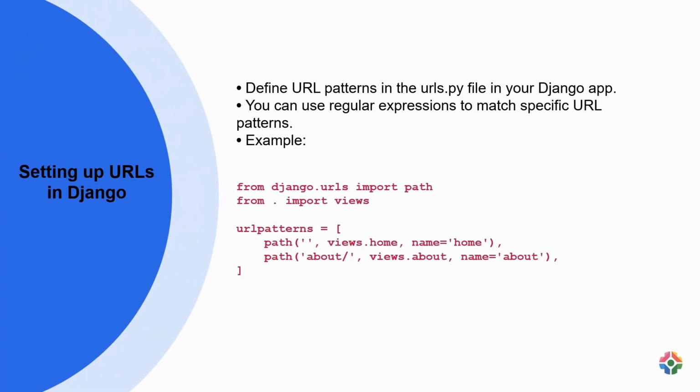URL patterns in Django's urls.py file define how URLs in a Django app map to specific views. Regular expressions are employed to match URL patterns to corresponding views within the app. In the provided example, the URL patterns list in urls.py assigns the home view to the root URL / and the about view to the /about/ URL. This organization helps direct incoming requests to the appropriate view functions based on the URL pattern specified in the Django app.